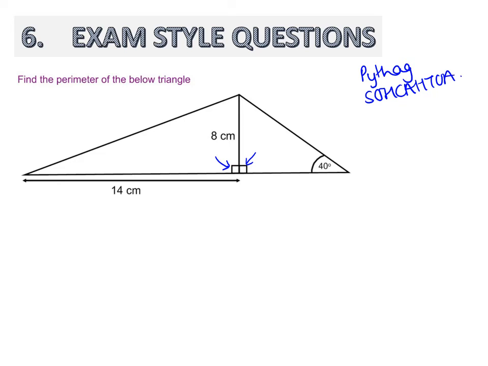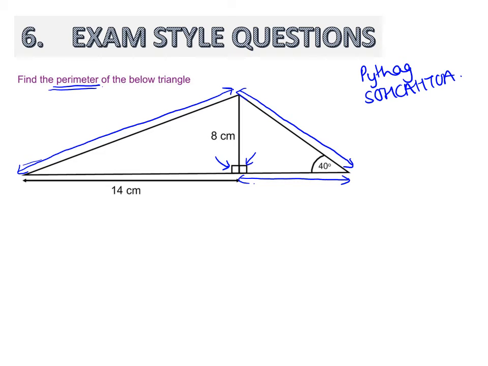So I'm going to start off by looking at what they want us to work out. They're wanting us to find the perimeter, and when they say the below triangle, I'm assuming that they mean the whole triangle, so both of these separate triangles put together. So I need to be able to work out this length here. I need to be able to work out this length, and I need to be able to work out this length.